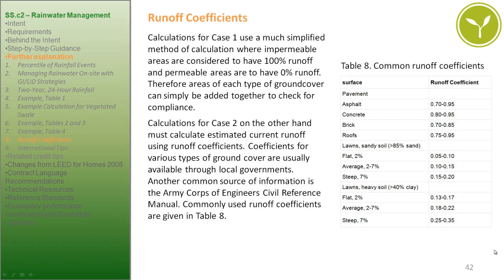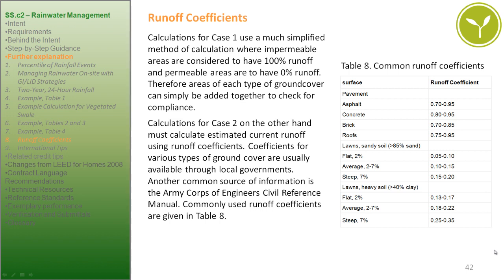Loams, sandy soil, greater than 85% sand. Flat, 2%, 0.05 to 0.10 runoff coefficient. Average, 2.7%, 0.1 to 0.15 runoff coefficients. Steep, 7%, 0.15 to 0.20 runoff coefficients.